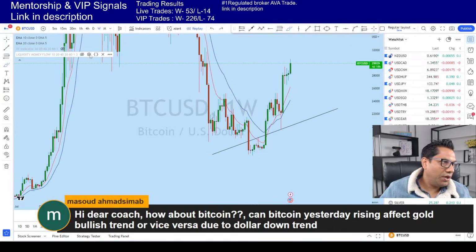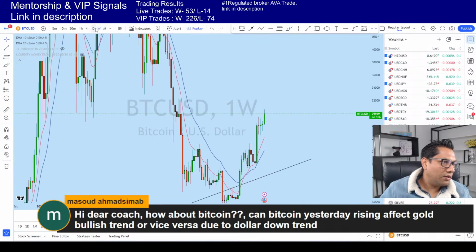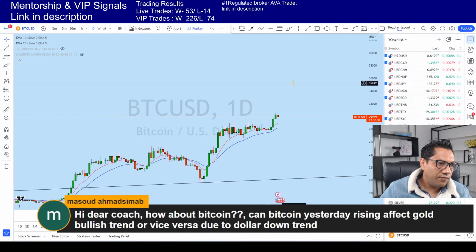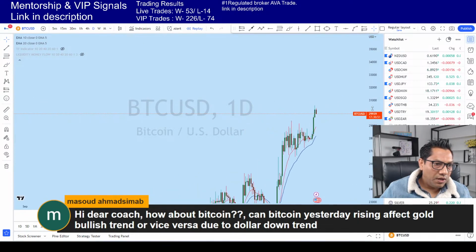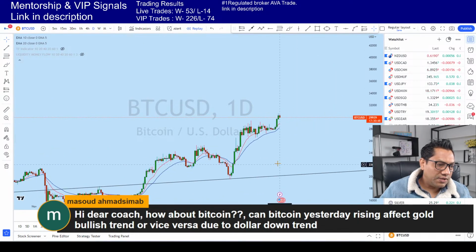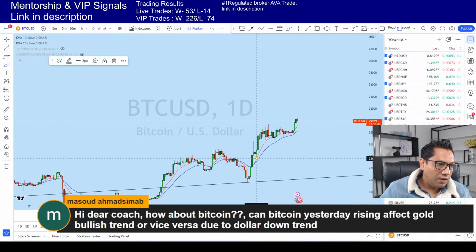BTC USD for me is bullish. Now if I look at the daily, we can see that from the daily perspective, BTC USD has in fact had a big movement and consolidation along this zone.